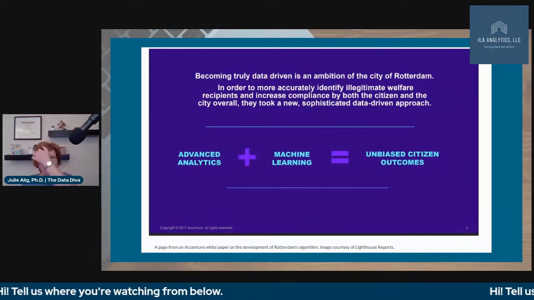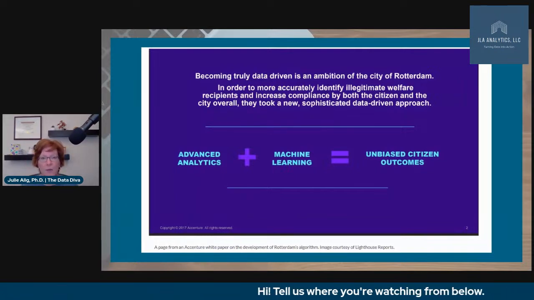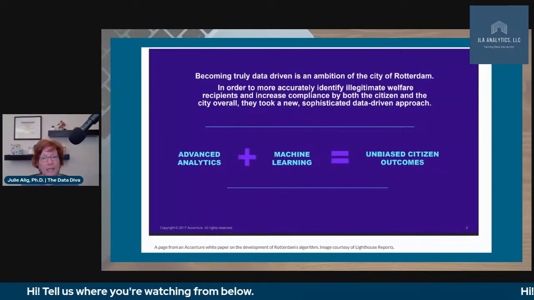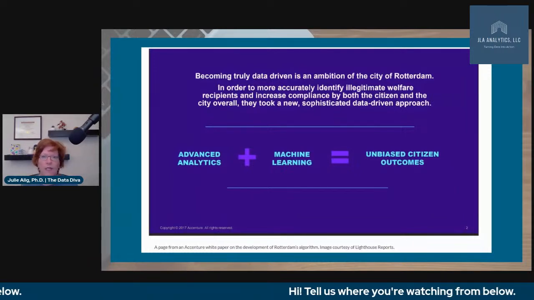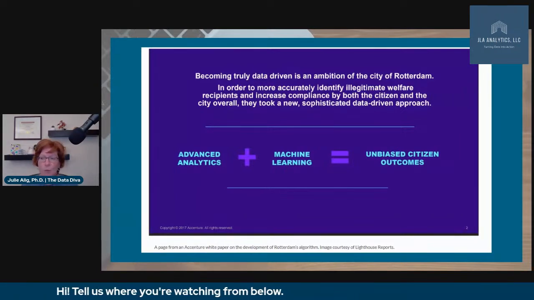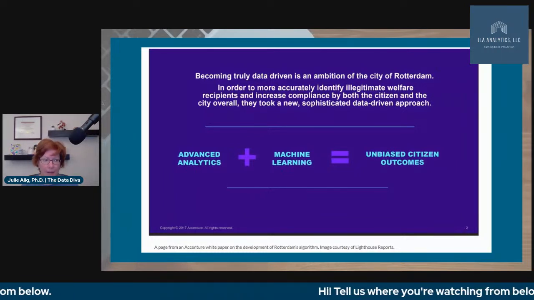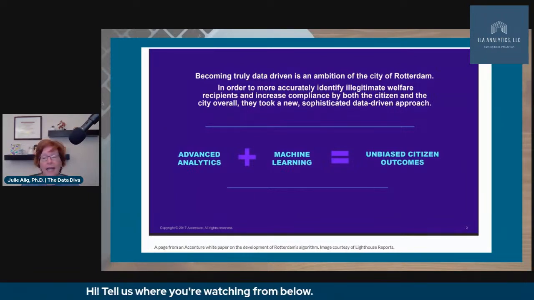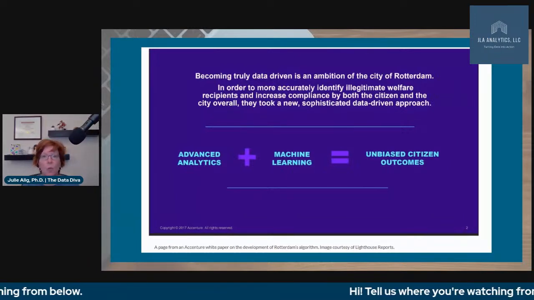So there is a really good series on the Pulitzer Center's website. They've done a lot of work on AI and its implications, and having journalists from around the globe take a look at AI and how it's being used and what impact it's having. And one of the articles was about the way that the city of Rotterdam over in the Netherlands has been using AI as a way to detect welfare fraud.